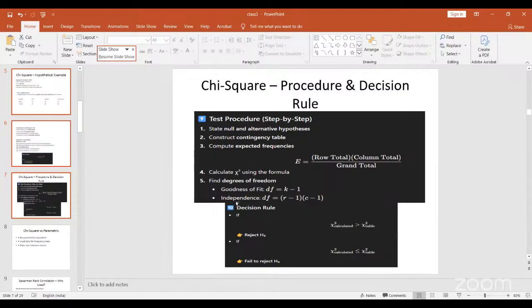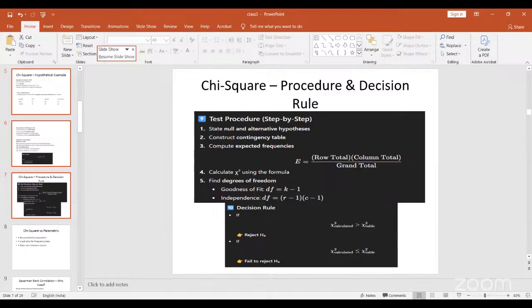So the degrees of freedom: for goodness of fit, the degrees of freedom is k minus 1, and for independence, that is r minus 1 into c minus 1. What is r here? R is the number of rows and c is the number of columns. Okay, it will be r minus 1 into c minus 1. What is the decision rule?